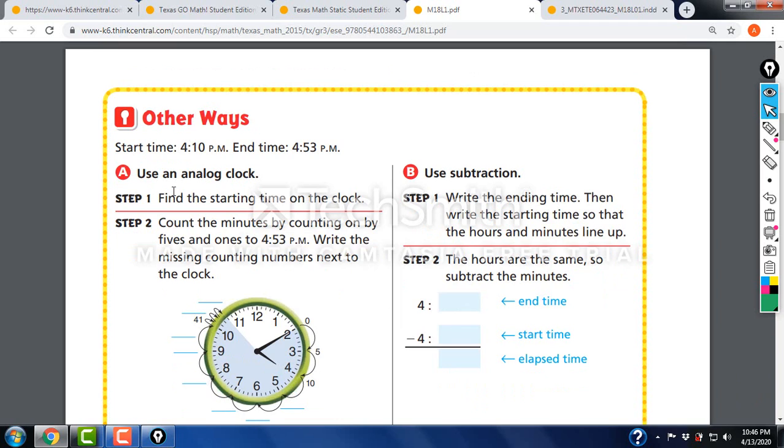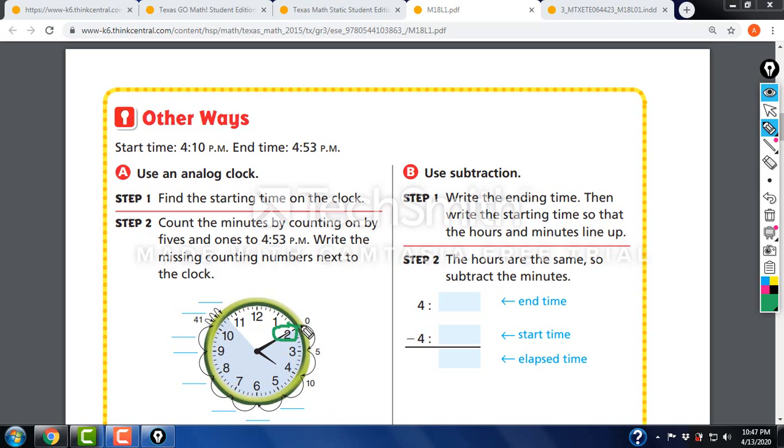Another way is to use the analog clock. If you don't know what an analog clock is, it's a clock that has the moving hands, as opposed to the digital clock that most people your age are more accustomed to. It's not very difficult to read. Then we're going to look at the subtraction. It's very easy to start. First you have to know where 4:10 is. Here's the 10, 4:10. The small hand tells you the hour, the big hand tells you the minute. So 4:10 to 4:53, we have to go to 4:53, which is 50, 1, 2, 3.